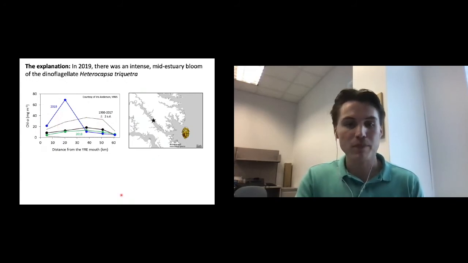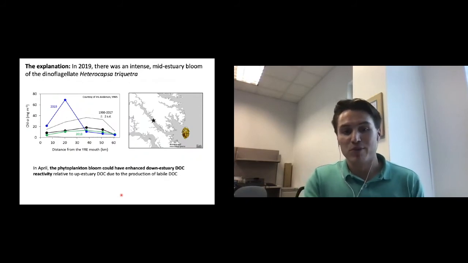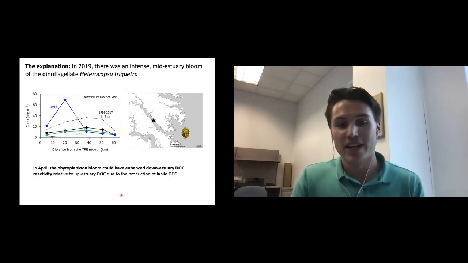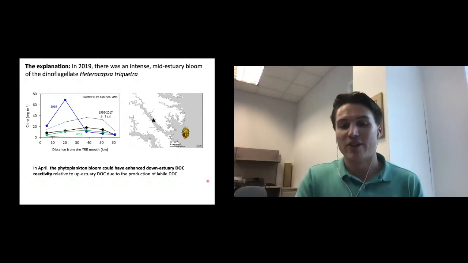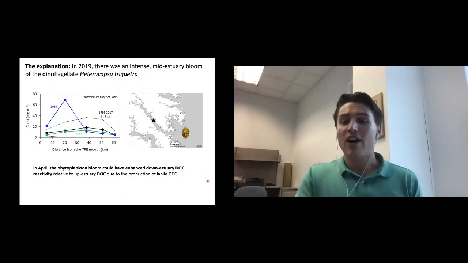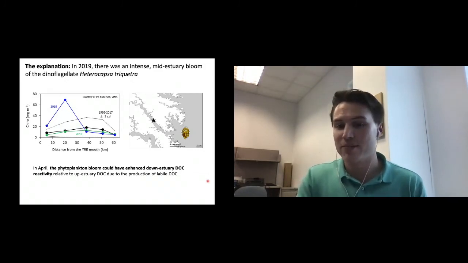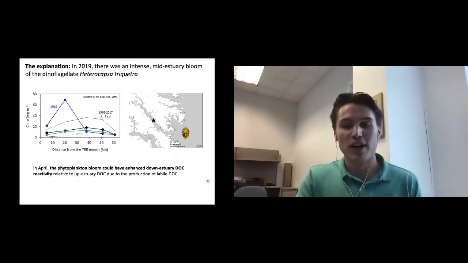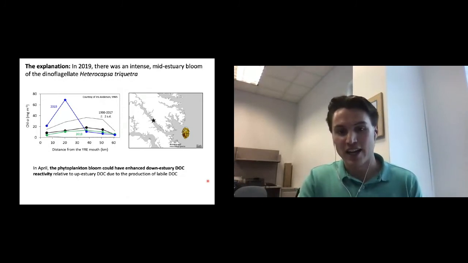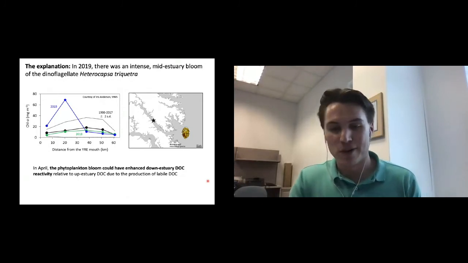So therefore, it's possible that in April, the phytoplankton bloom could have enhanced down estuary reactivity relative to up estuary reactivity due to the production of highly reactive or labile DOC. However, I do want to caution this notion because this is also the location of the secondary estuarine turbidity maximum, which could also play a role in the high reactivity observed in either April or July. But that is something that was not considered for this presentation.